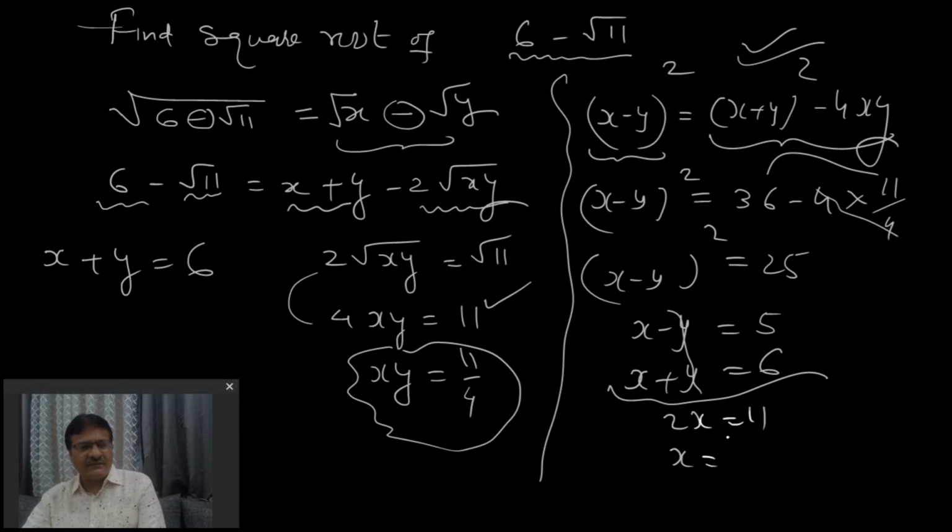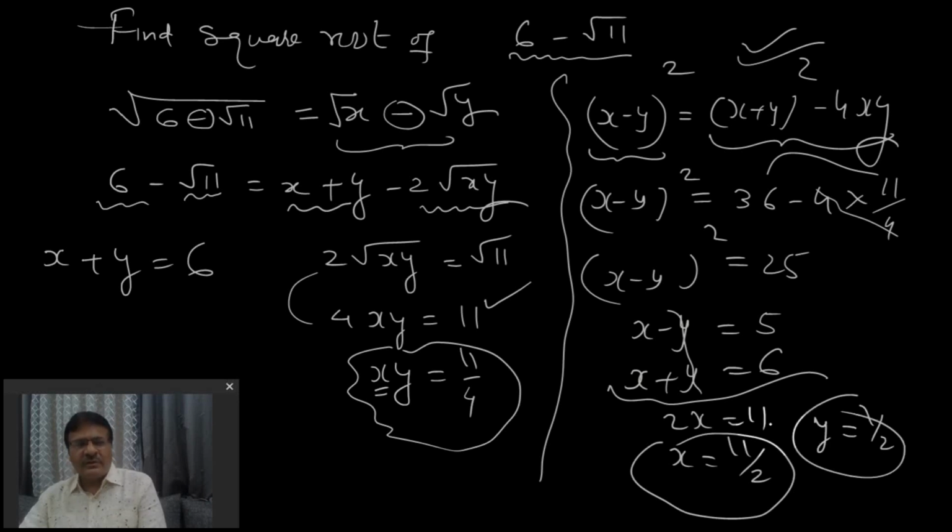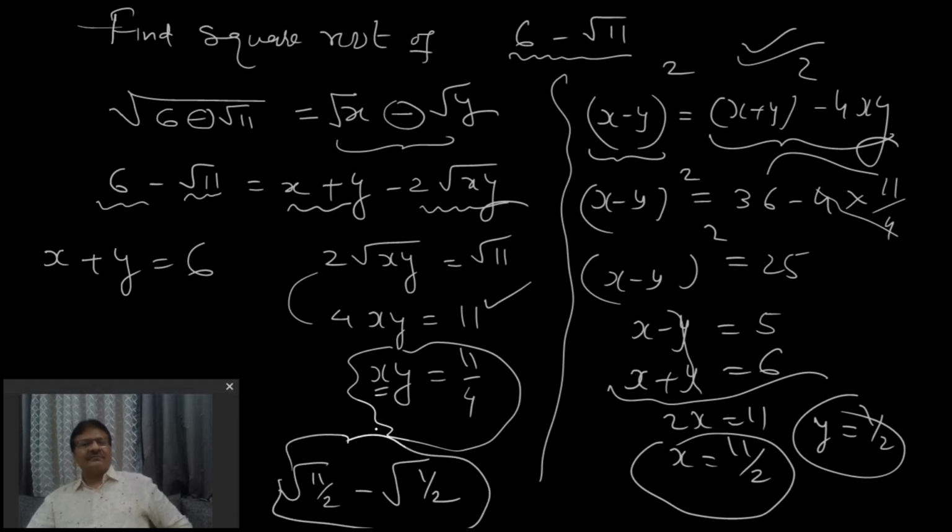So x equals what? 11 by 2. And if I put x as 11 by 2 here, then 11 by 2 into 1 by 2 should be 11 by 4. So y should definitely be 1 by 2. So my answer is root x minus root y. So root of 11 by 2 minus root of 1 by 2, that is my answer. Is that clear?